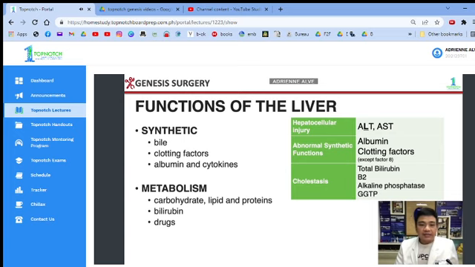And as well as for the metabolic part naman, or at least for the drainage part of the bile, that will eventually digest your fats, you can test for the bilirubins, the alphos or alkaline phosphatase, and then your GGT. Okay? So, enough with the introduction. Let's go to the pathologies.